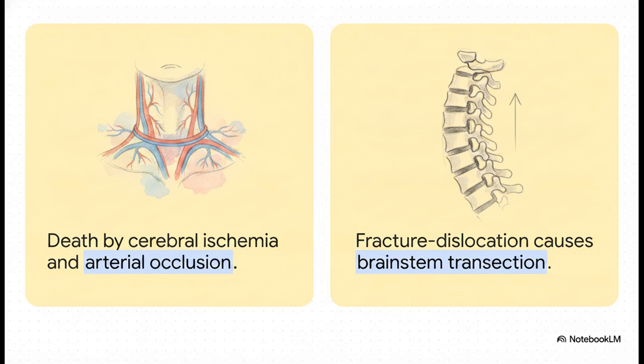Judicial hanging, however, uses entirely different physics. It relies on a mathematically computed long drop that delivers massive axial traction. This sheer mechanical force causes a fracture dislocation right at the C2-C3 level. That's the classic hangman's fracture, resulting in an immediate transection of the brainstem.